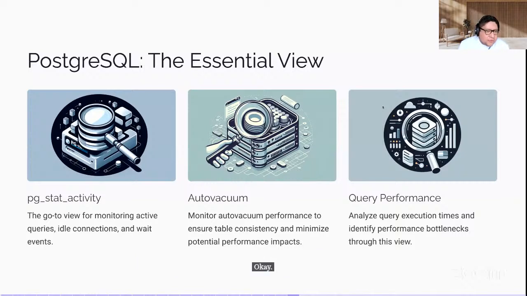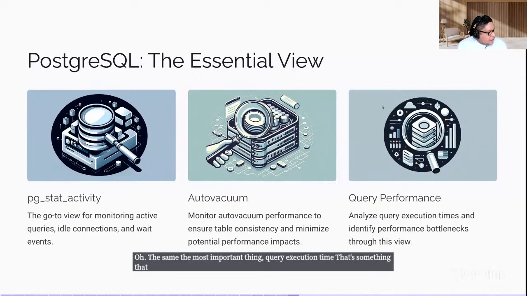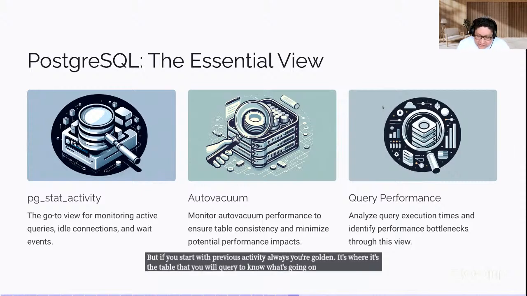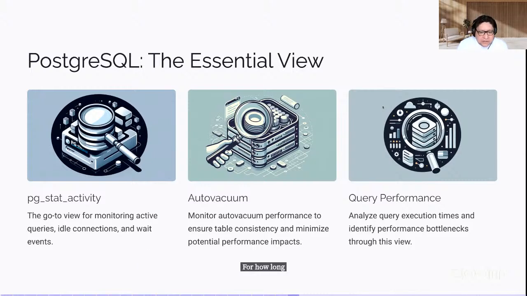Okay, so let's go to Postgres now. The same, the most important thing is query execution time. That's something that is available. Postgres has a lot of views and a lot of tables for monitoring. You can be overwhelmed, but if you start with pg_stat_activity, you're always golden. pg_stat_activity is the table that you will query to know what's going on inside Postgres at that moment the query was executed, right? How many queries are running, for how long, what was the connection, all the stuff.